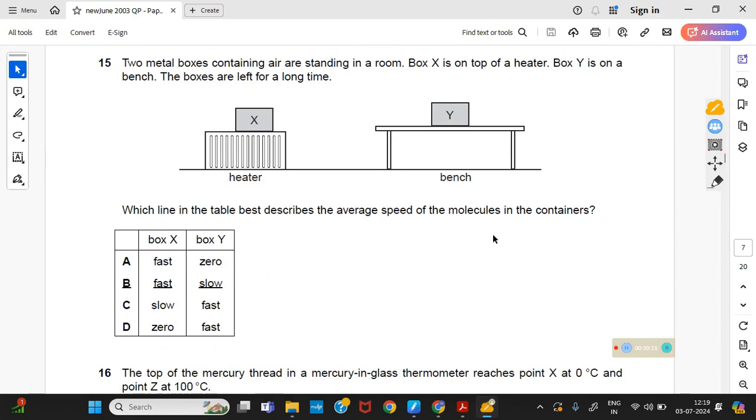Metal boxes containing air are standing in a room. Box X is on top of a heater, box Y is on a bench. The boxes are left for a long time. Which line in the table best describes the average speed of the molecules in the container? Understand that average speed is related to the temperature of the molecules. Higher temperature means higher kinetic energy or average speed. Here, X is placed on a heater, so X will have fast molecules because its temperature will be more compared to Y. And obviously, box Y will have slow molecules. So option B is right.